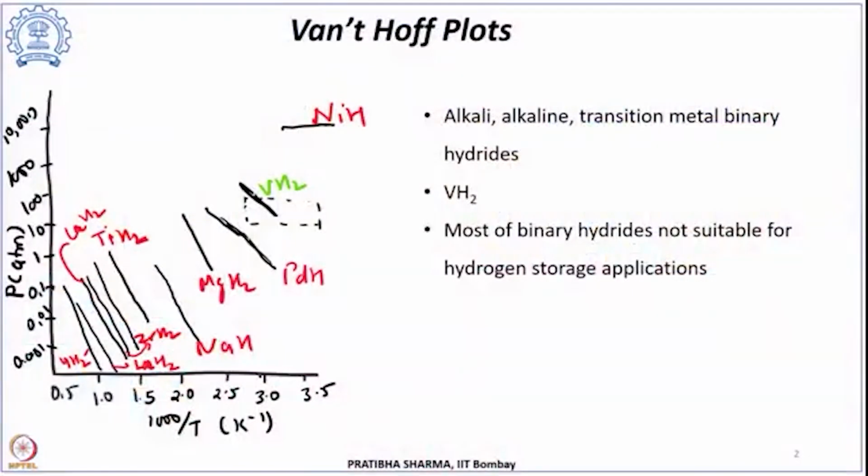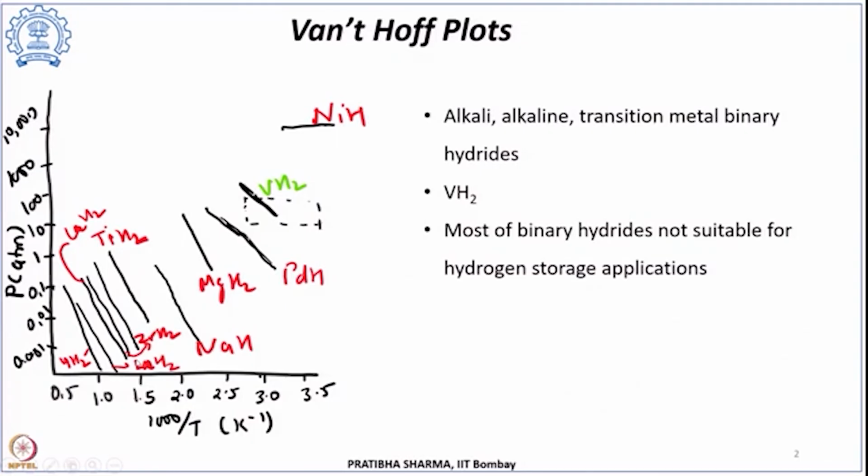Now if we look at the van't Hoff plot for various binary hydrides, we can see from this particular curve that most of the binary hydrides do not have the desired thermodynamic properties. That means, in the van't Hoff plot of pressure versus 1 upon T, these binary hydrides have higher thermodynamic stability. If we consider an equilibrium pressure of 1 bar, they may have a temperature of desorption which is higher than 300 degree centigrade.